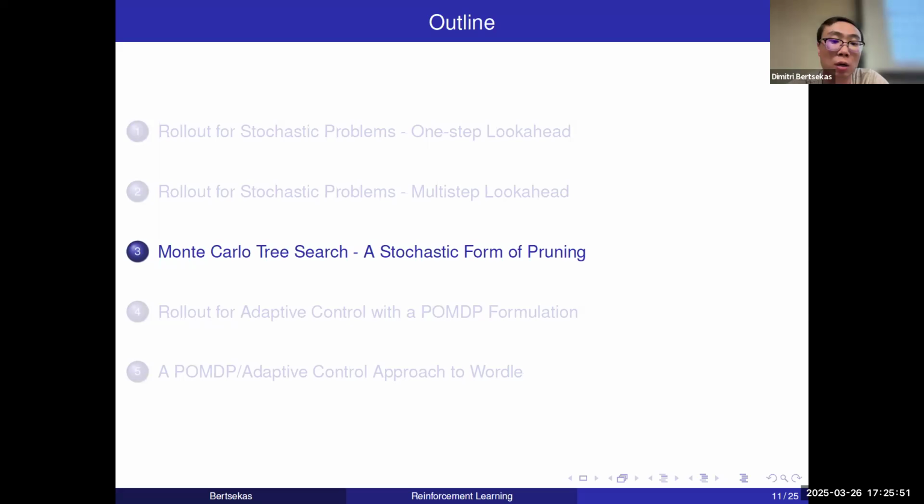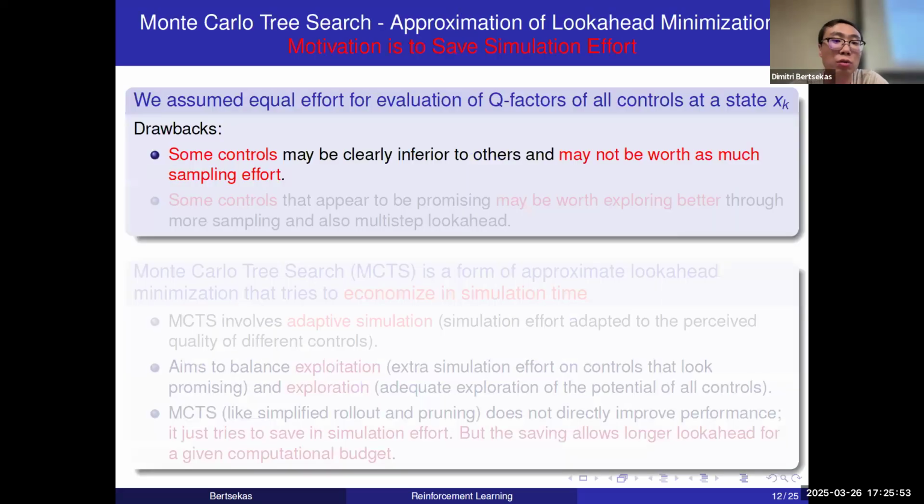Okay. Let's go to Monte Carlo Tree Search. Monte Carlo Tree Search is a very popular method for saving simulation: given a fixed amount of simulation budget, you want to find a way to decide where you're going to allocate the next sample. It's an approximation of lookahead minimization, and the motivation is to save simulation effort.